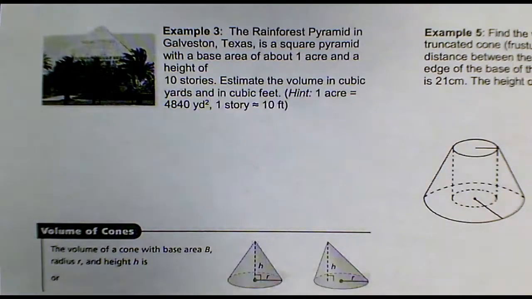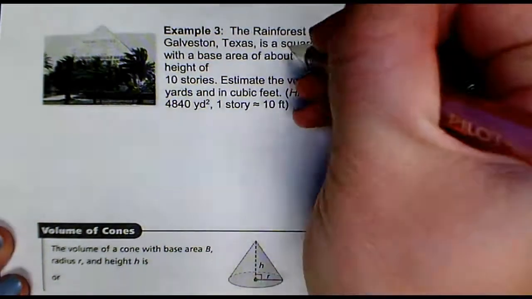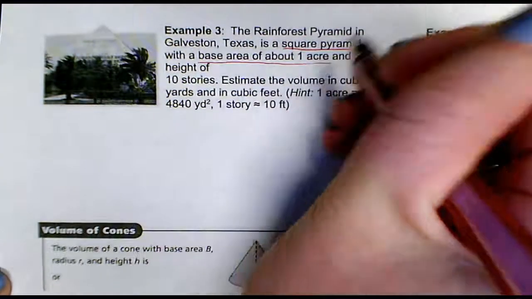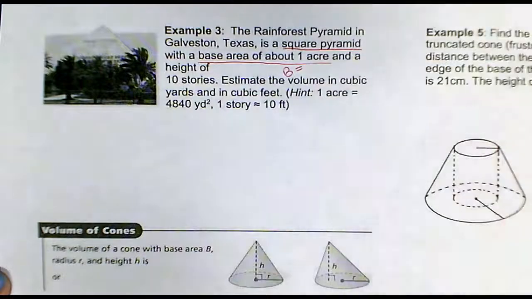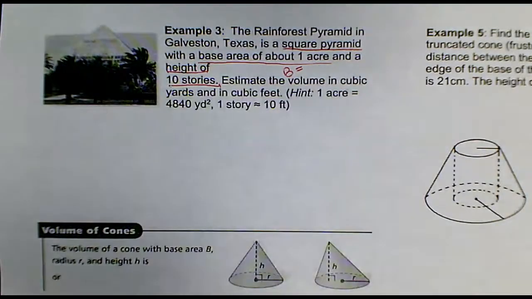So it says in example 3, the Rainforest Pyramid in Galveston, Texas, which is at Moody Gardens, is a square pyramid, so its base is a square, with a base area of about 1 acre and a height of 10 stories. Estimate the volume in cubic yards and in cubic feet. Hint, 1 acre equals 4,840 yards squared, and 1 story is about 10 feet.